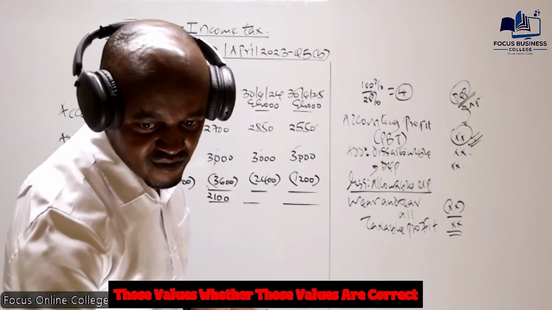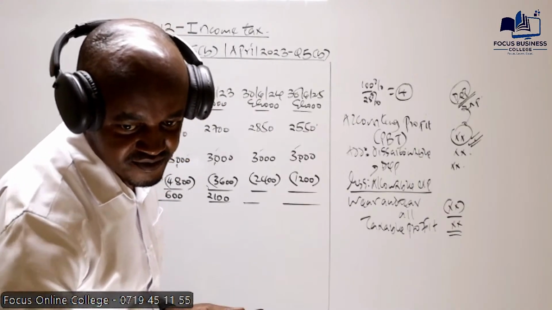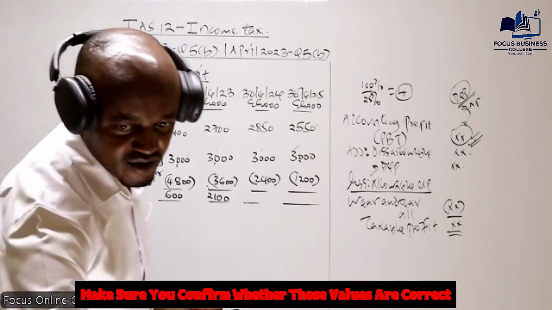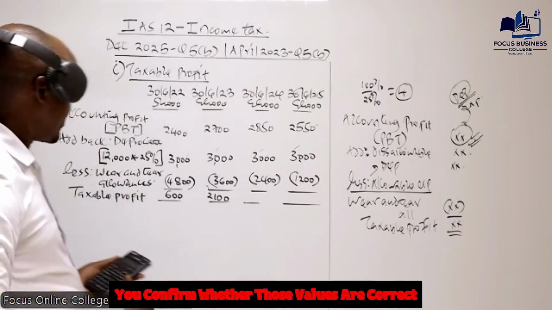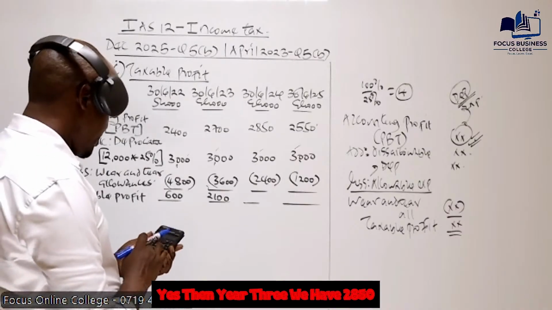Make sure you confirm whether those values are correct. Yes, then year 3, we have 2,850.